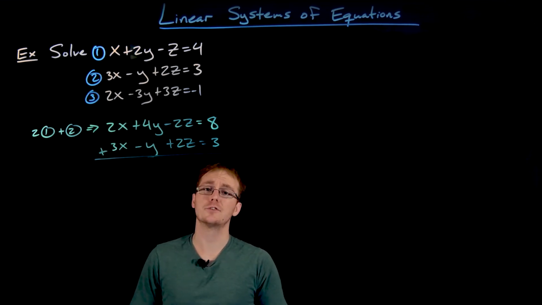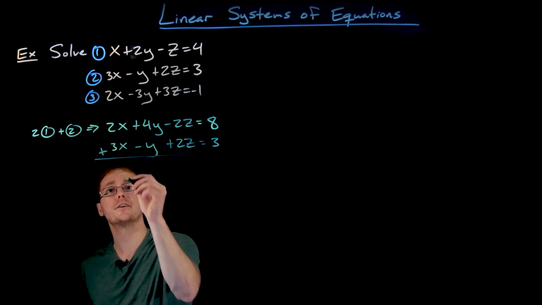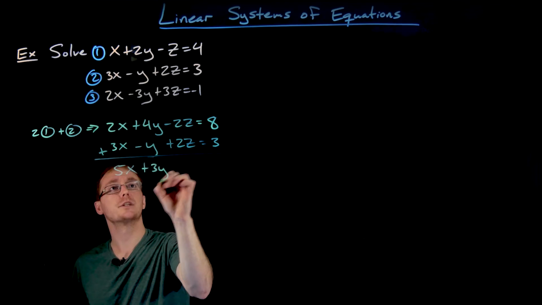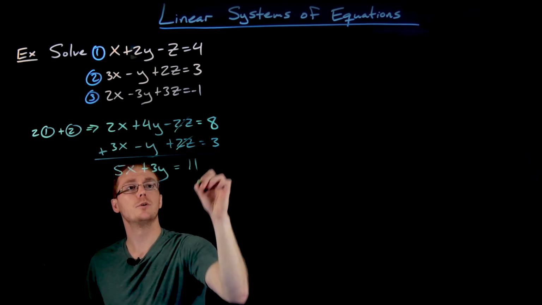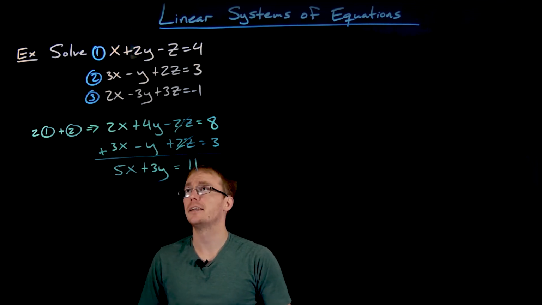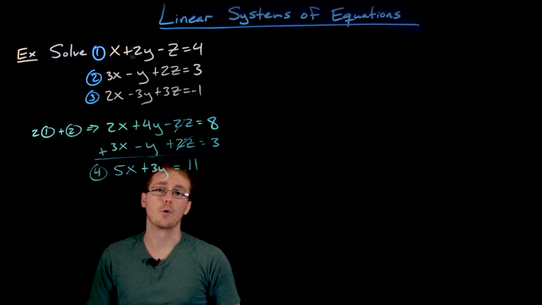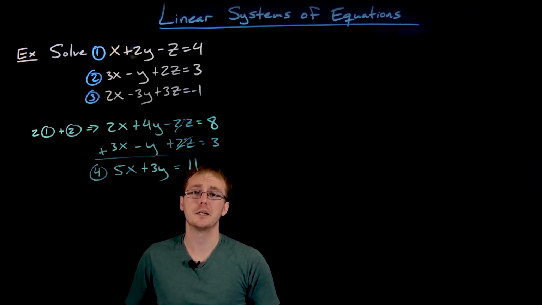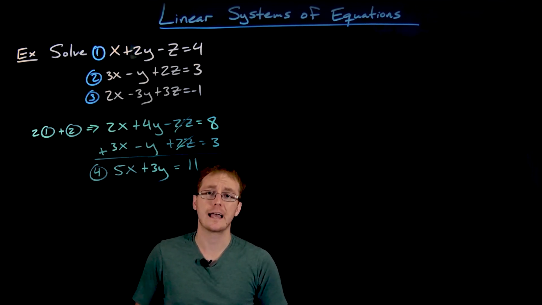So if we take the sum of those two equations, add the left-hand sides together as well as the right-hand sides together, it looks like we end up with 5x plus 3y on the left-hand side, and that's going to be equal to 11 on the right-hand side. Let's call this equation 4. So this is going to be the first of our two equations in our 2x2 system. Our 2x2 system should only involve x and y at the most.